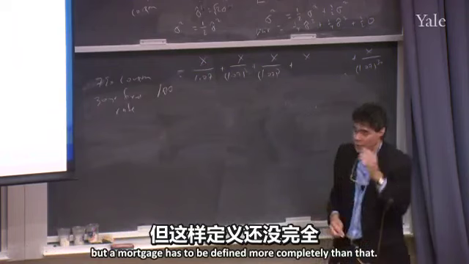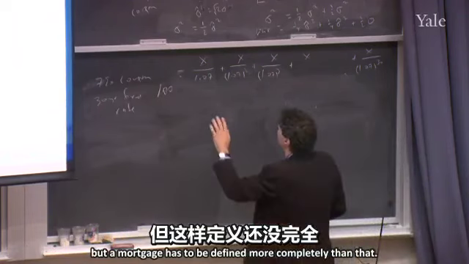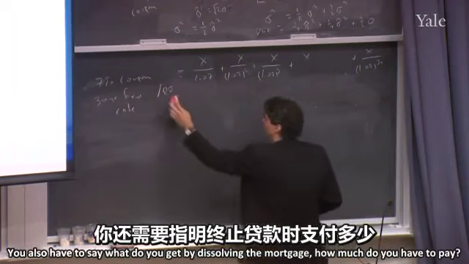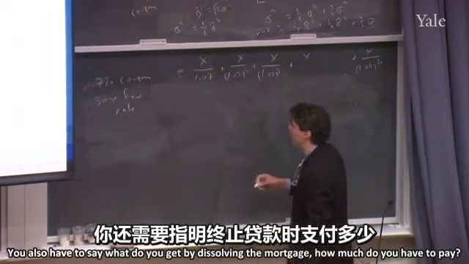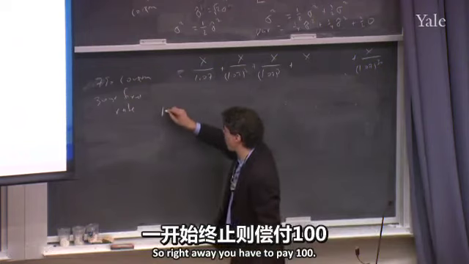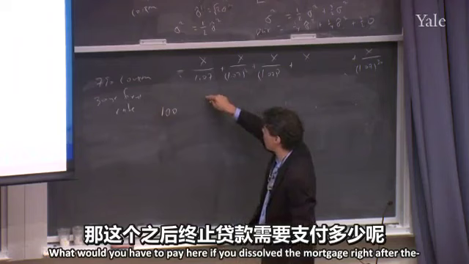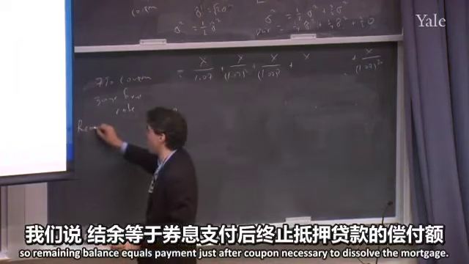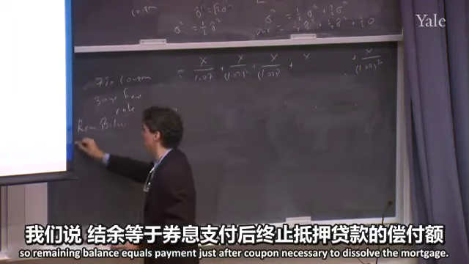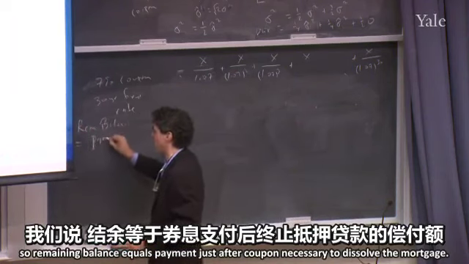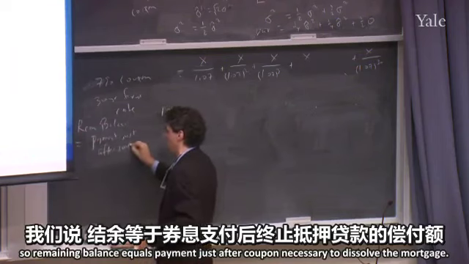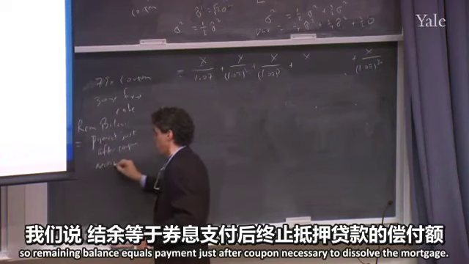But a mortgage has to be defined more completely than that. You also have to say, what do you get by dissolving the mortgage? How much do you have to pay? So right away you have to pay 100. What would you have to pay if you dissolve the mortgage right after the payment? The remaining balance equals the payment just after the coupon necessary to dissolve the mortgage.